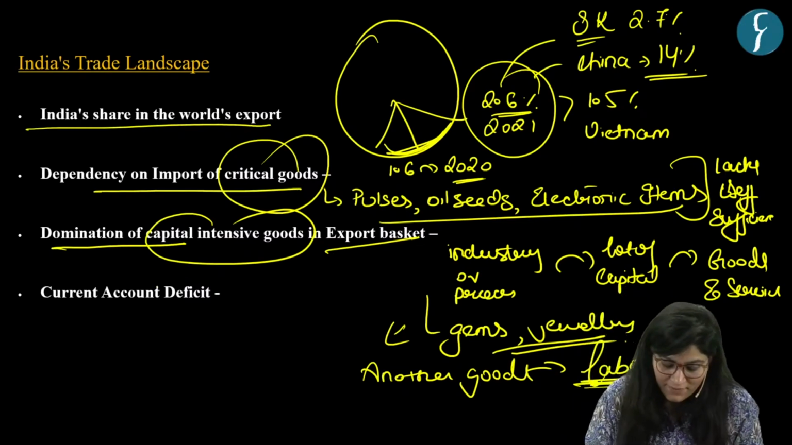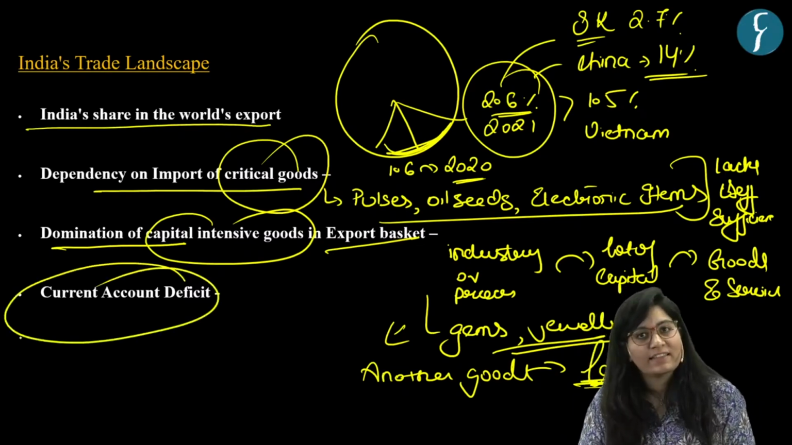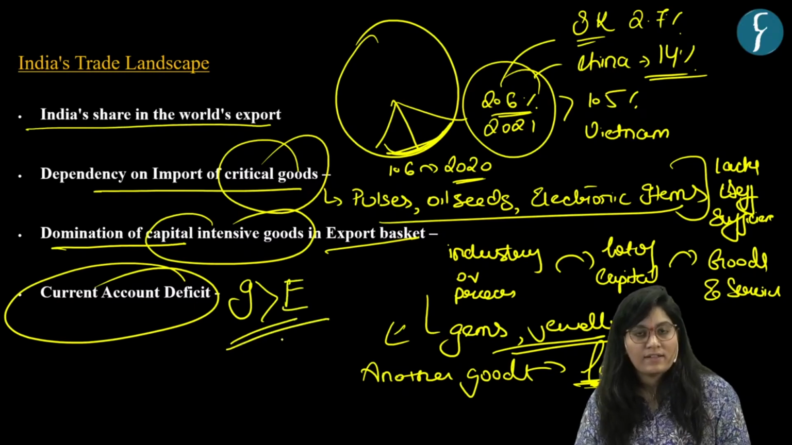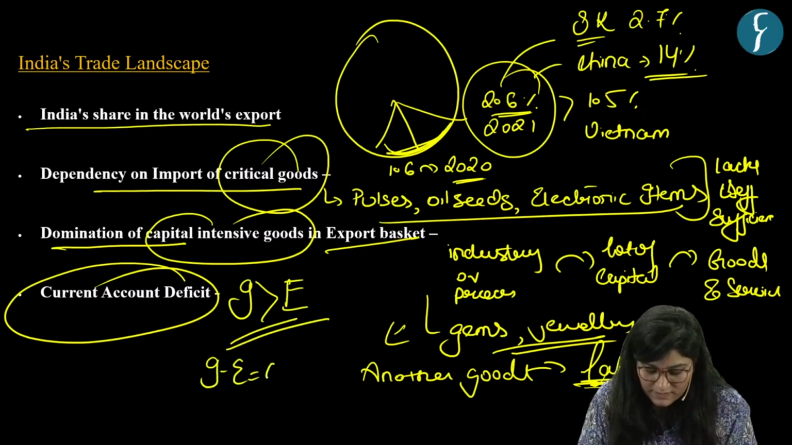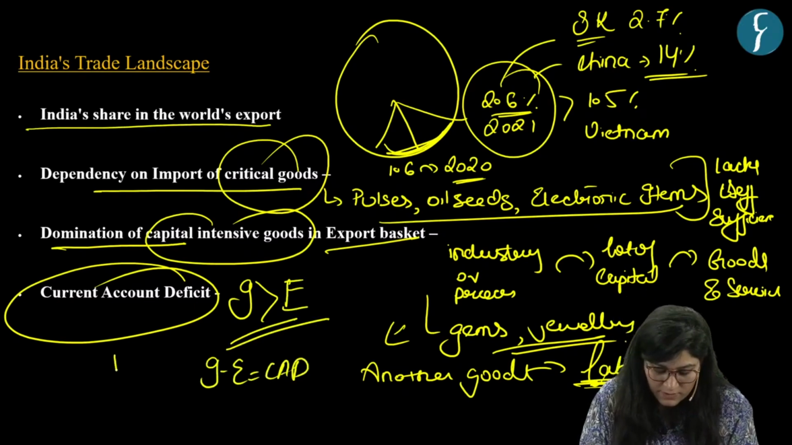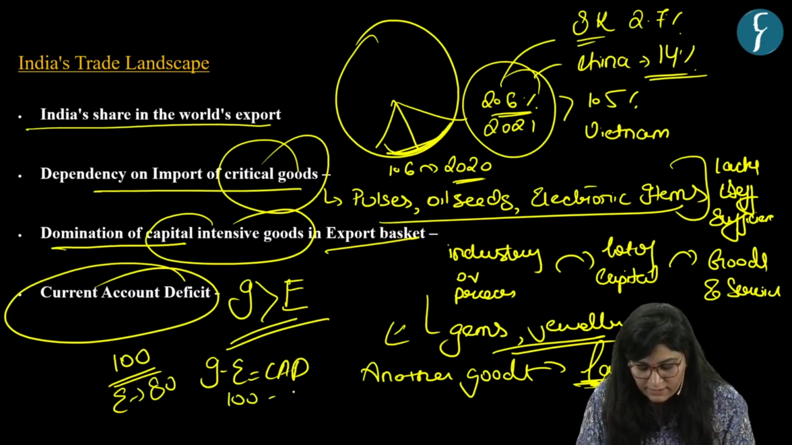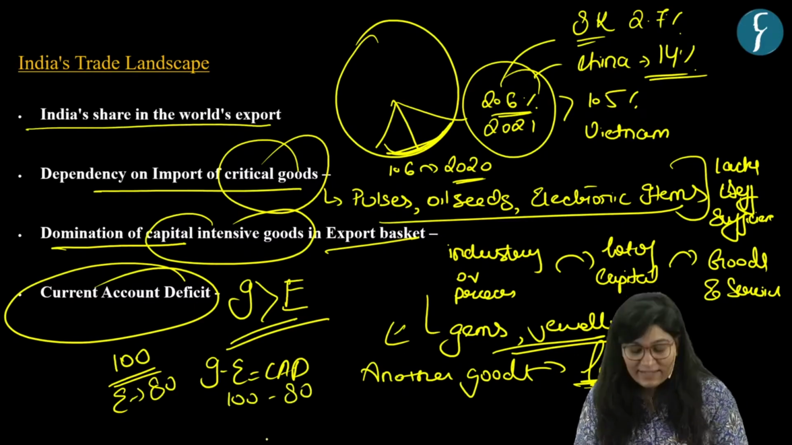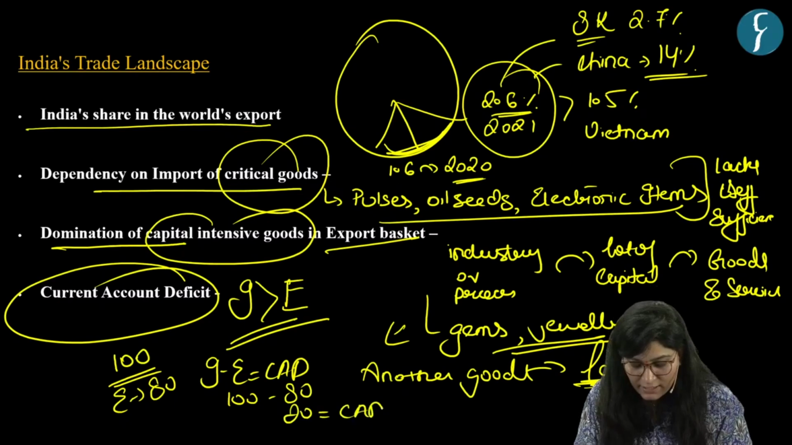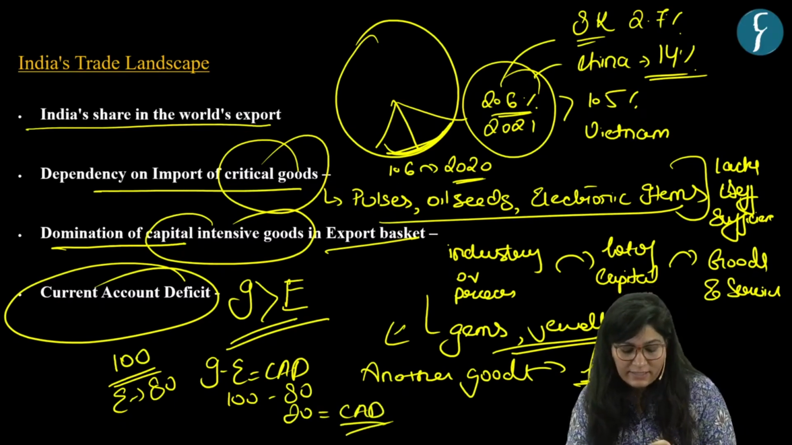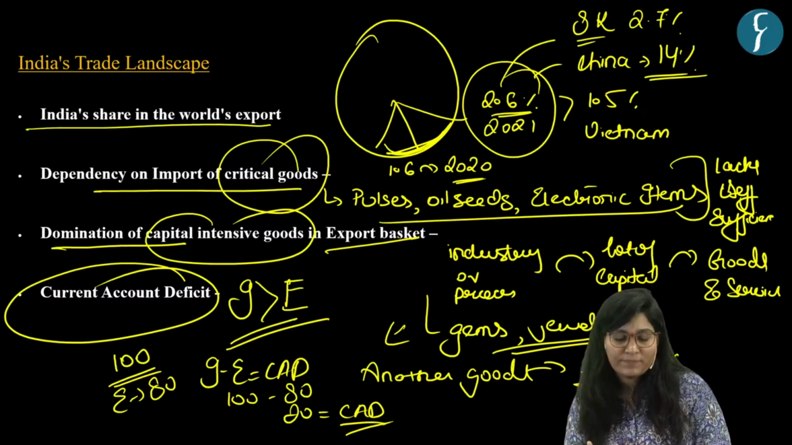Okay. Then we have current account deficit. That means imports are higher than exports. So imports minus exports is CAD. Suppose import is 100 rupees and export is 80 rupees. So 100 minus 80, 20 is our current account deficit. Okay. So this is the current scenario of India's trade.